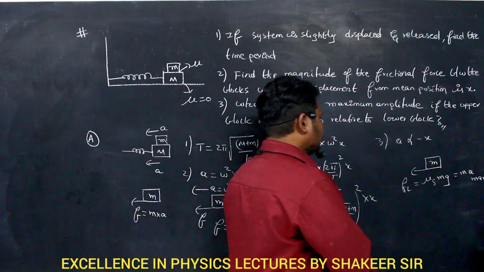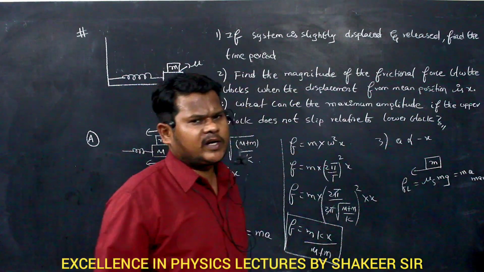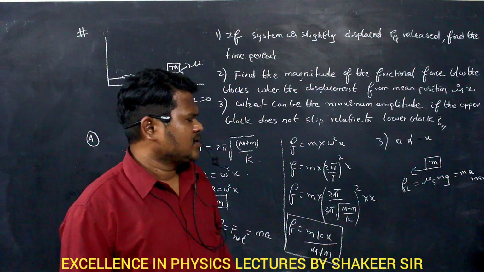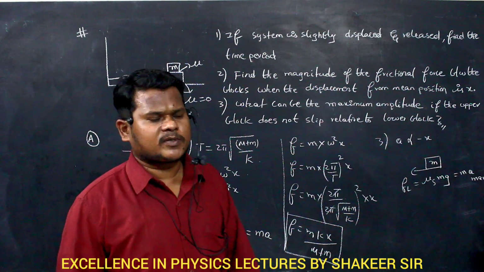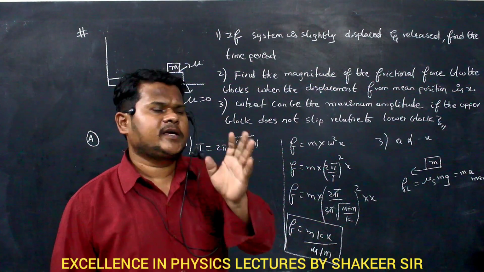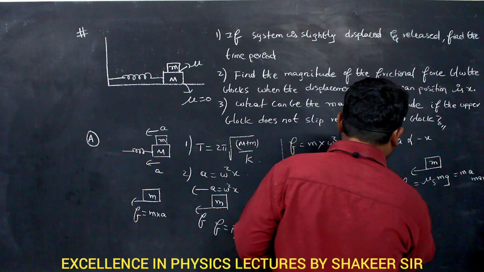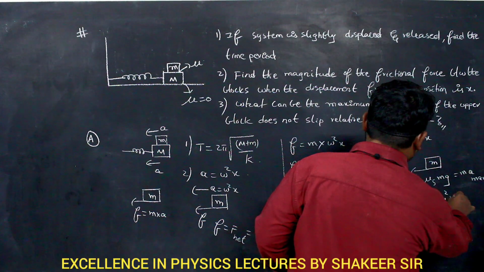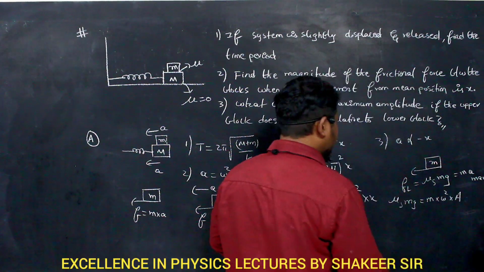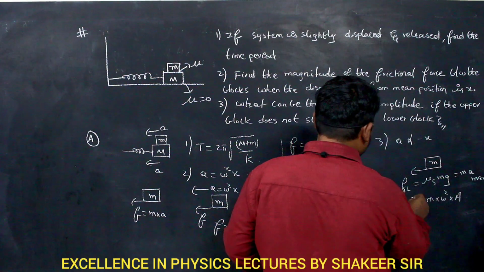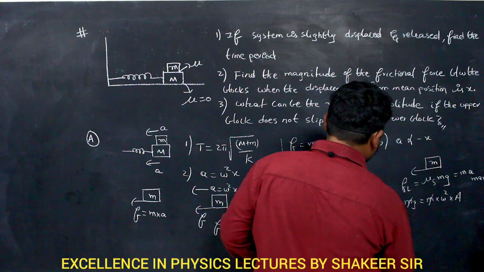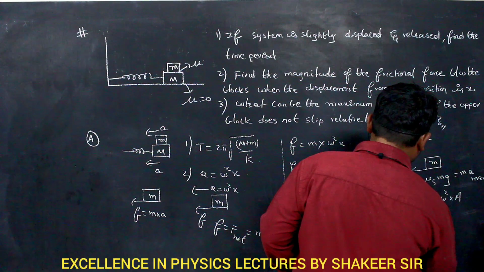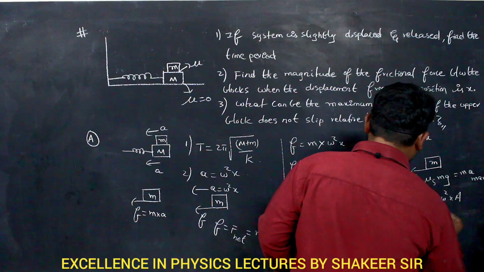Clear? So acceleration will be maximum when amplitude is maximum, because we have already studied that acceleration is directly proportional to x. So when x is maximum, acceleration is also maximum. So let that maximum amplitude be A. Clear? So I can write mu s mg is equal to m into omega squared into A. Are you able to understand, where A is the amplitude? So m and m get cancelled. So mu s into g is equal to omega, which can be written as 2 pi by capital T, whole squared, multiplied by A. Clear?